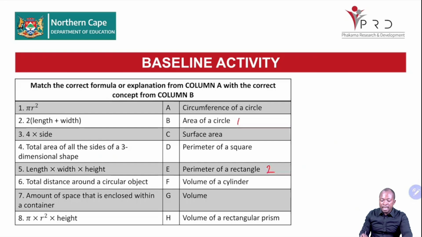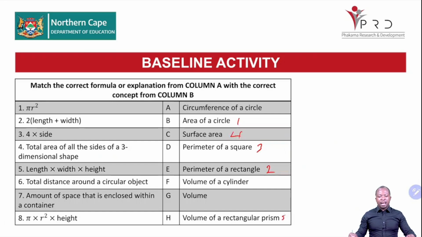When we talk of 4 times the side, because it's all equal, it means we are looking for the area of a square, or we can even talk of perimeter of a square because all the sides are equal. Then we talk of the total area of all sides of a 3D object. We are talking of what? The total surface area. So we can put here as our 4. Length times width times height. We are talking of what? Volume of a rectangular prism. Okay? Rectangular prism. So we can put here as our 5.